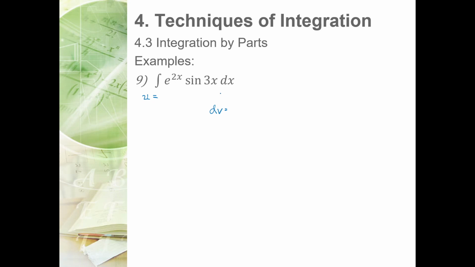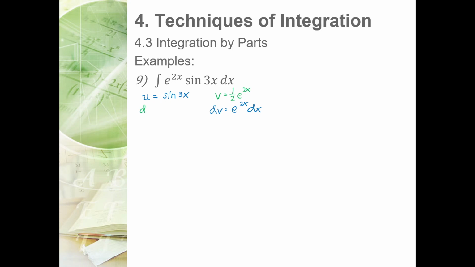Okay, so if you look at your equation, both are difficult to integrate. It's a difficult term but it can be integrated. You can integrate sine 3x, but you'll have a negative cosine, right? So let's put sine 3x here as u, because I don't want to deal with a negative symbol. So my dv is e raised to 2x dx, and v is equal to 1/2 e raised to 2x.